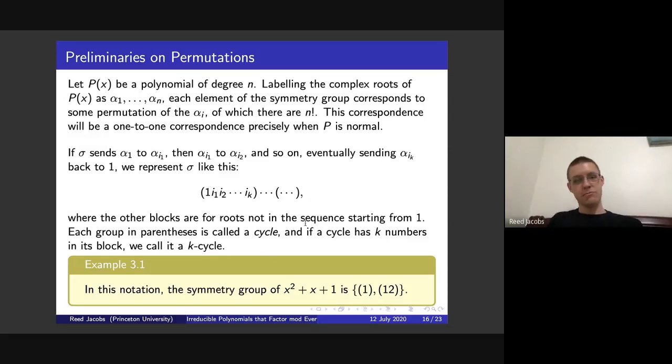If there are multiple cycles in the decomposition, and one of these cycles has k numbers in its block, we'll call it a k-cycle. Using this notation, the symmetry group of x squared plus x plus 1 is (1), and I'll use this notation for just the identity or the do-nothing map, and then (1 2), which corresponded to swapping the 2 roots.